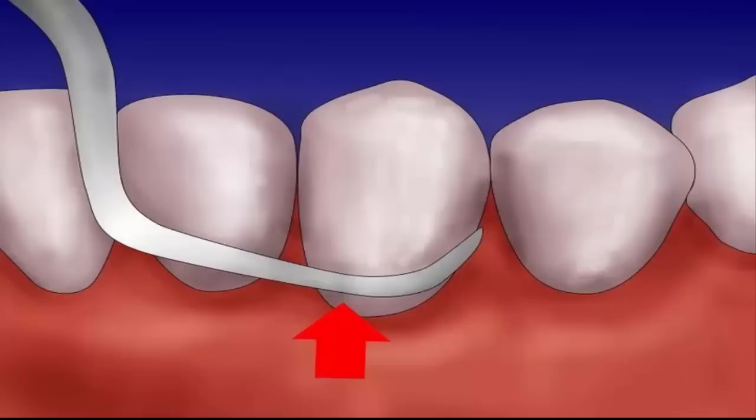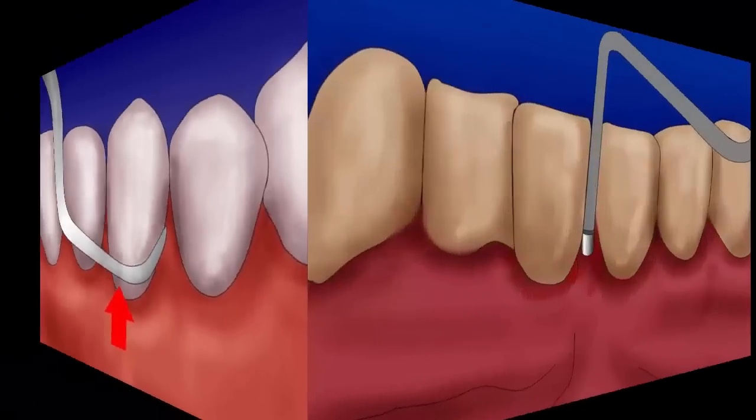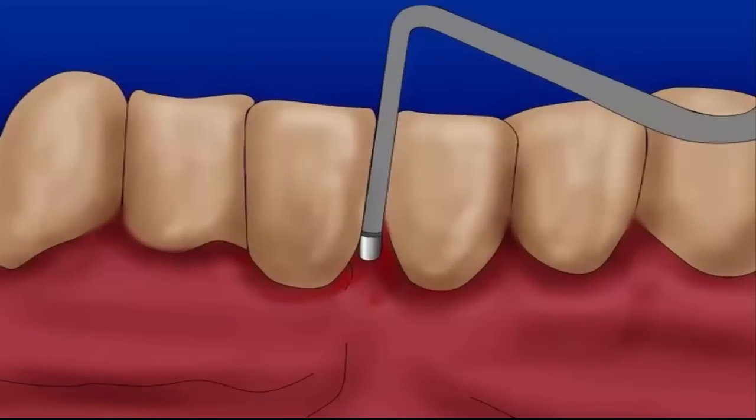Scaling and root planing. Like professional cleaning, this method is administered under a local anesthetic. The patient's plaque and tartar is scraped away, scaling, and rough spots are smoothed away, planing. This procedure is usually done if the dentist determines that plaque and tartar underneath the gum line needs to be removed.